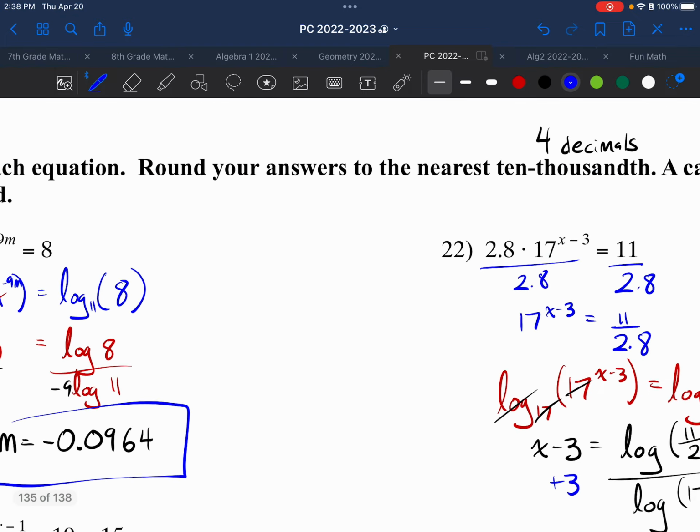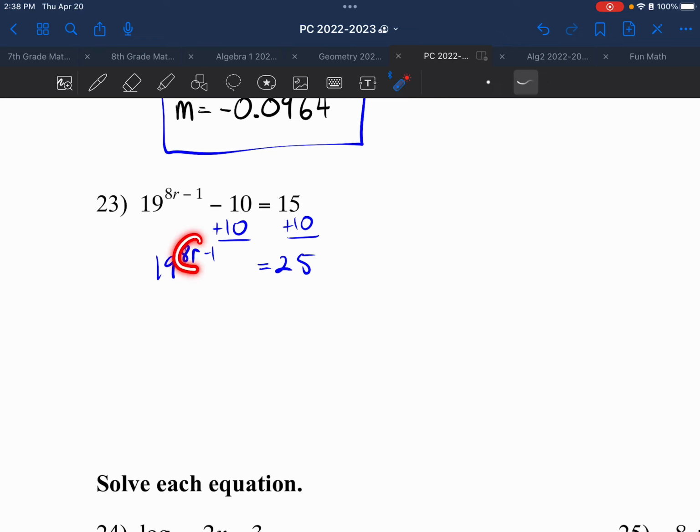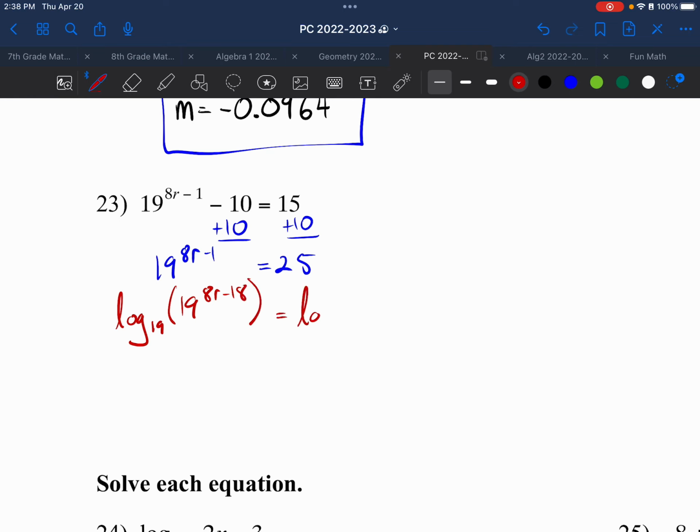All right, after 22 comes number 23. And again, we're trying to isolate this exponential, so this minus 10 has got to go. We're going to add 10 to both sides. That gives me 19 to the power of 8r minus 1 is equal to 25. And then from there, we are going to untrap Rapunzel. We're going to save Rapunzel by taking the logarithm of both sides. We're going to take the log of the same base of our exponential, which is base 19, of that whole thing, 19 to the power of 8r minus 1. And this is going to be equal to the logarithm of the same base 19, of 25.